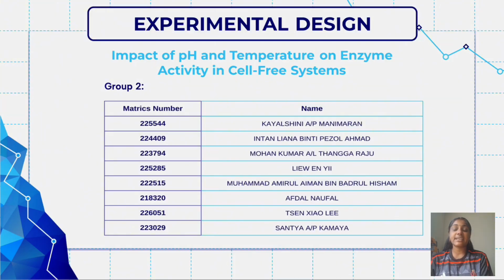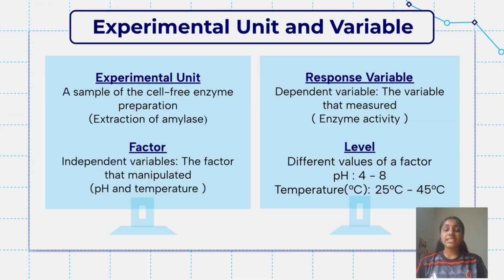First, we identify the experimental unit and variables. The experimental unit is the entity or item that receives a treatment in an experiment. Experimental units must be independent of one another to avoid bias in results. This means that the treatment applied to one unit should not influence the outcome of another unit. In this experiment, a sample of the cell-free enzyme preparation is the experimental unit.